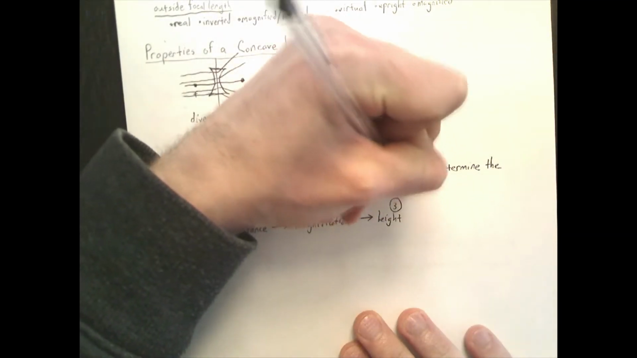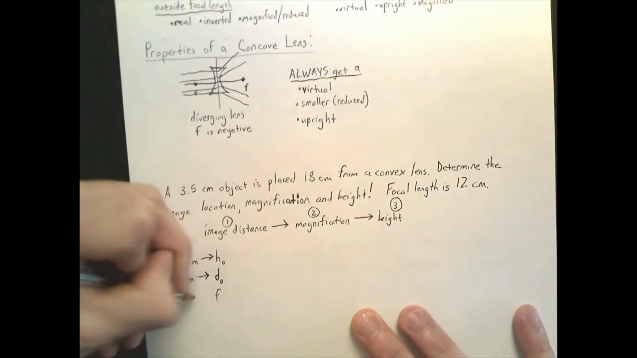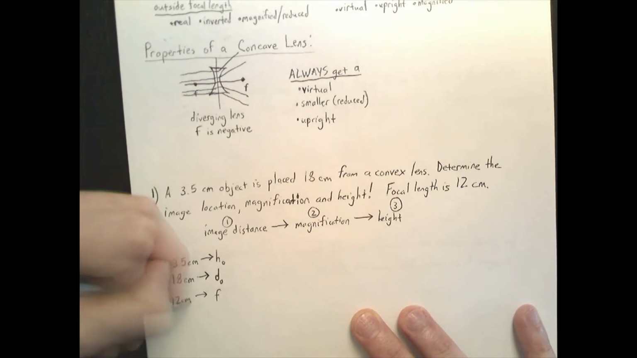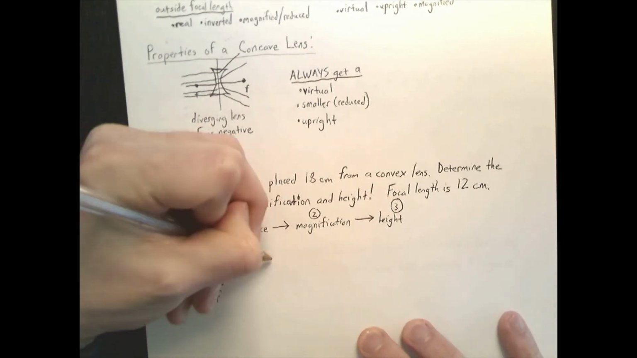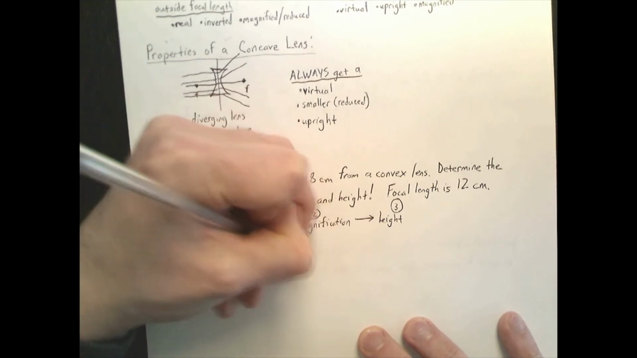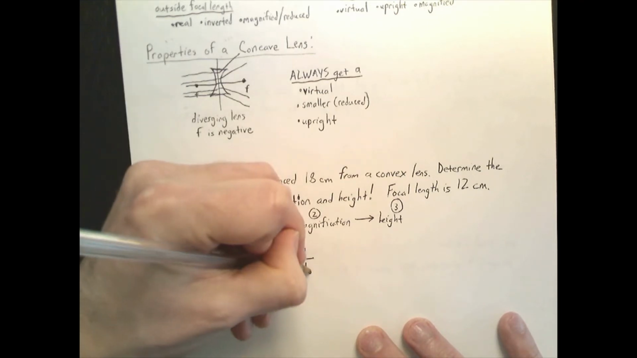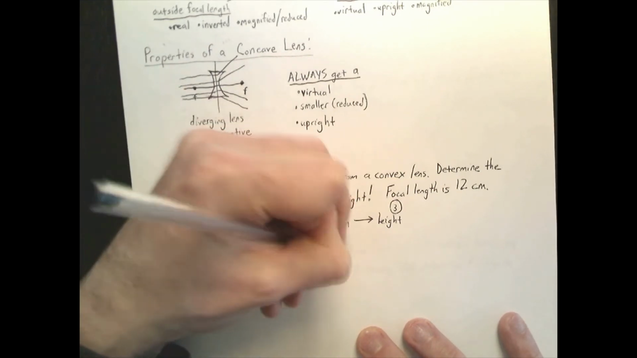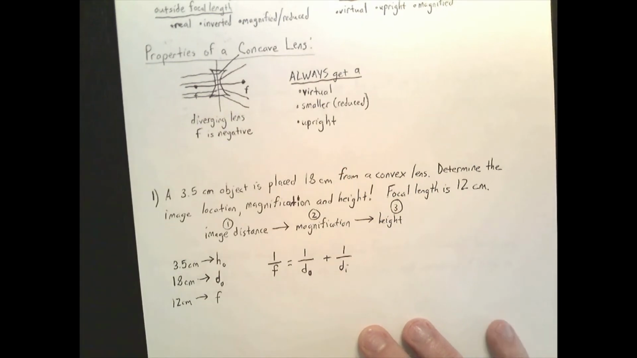And I should have written down before that the focal length is 12 centimeters. So our first goal is to find the image distance. We're going to use our lens formula, which looks a lot like our mirror formula from before, so nothing new here. We have 1 over f equals 1 over do for the object distance plus 1 over di for the image distance.